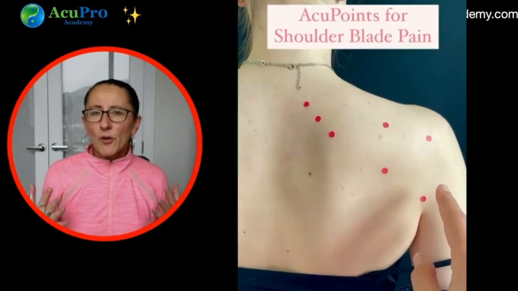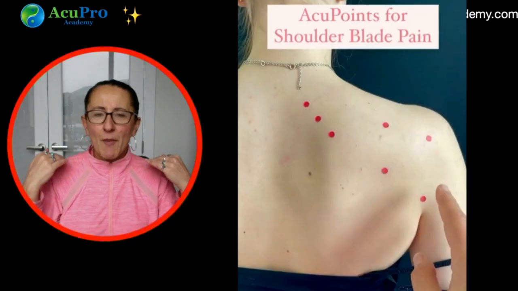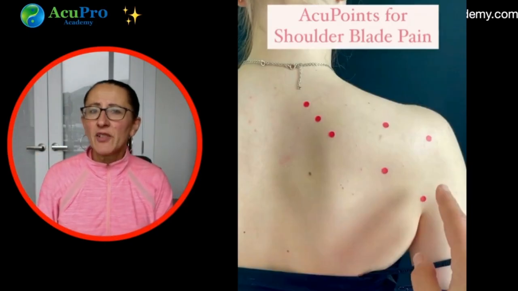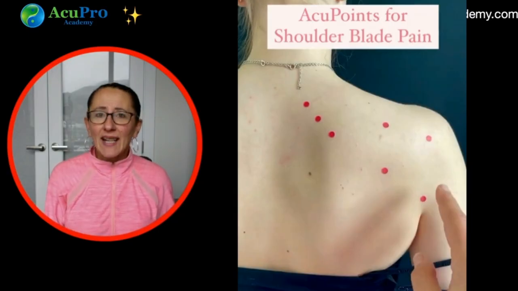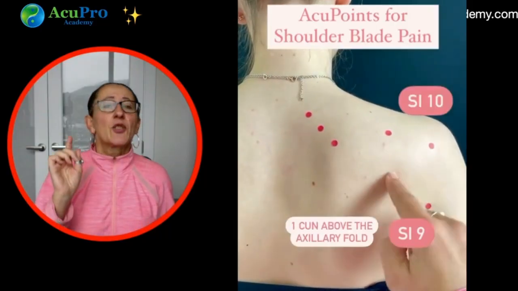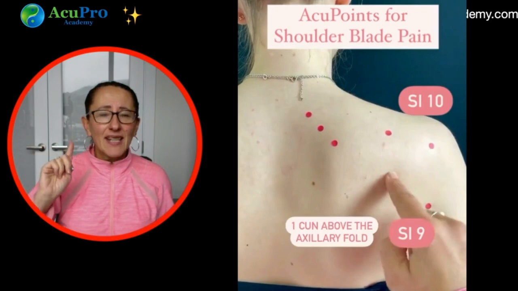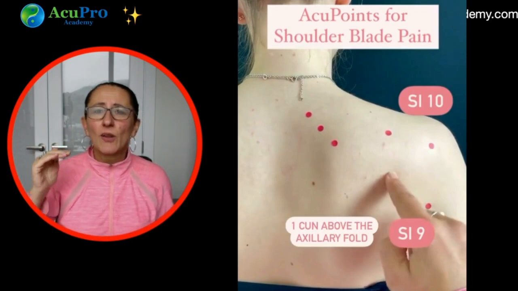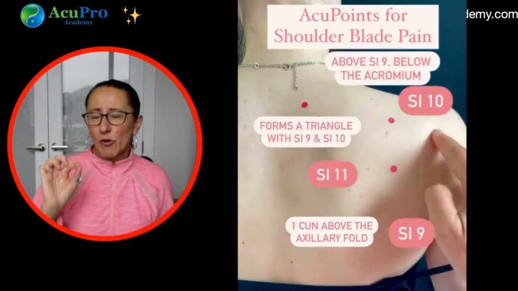Now we're going to look at the location of the small intestine acupuncture points, all on the upper back area. Starting with small intestine 9, which is located one soon directly above the posterior axillary fold. Small intestine 10 is directly above small intestine 9, just below the acromion. So you slide your fingers until you feel the acromion.